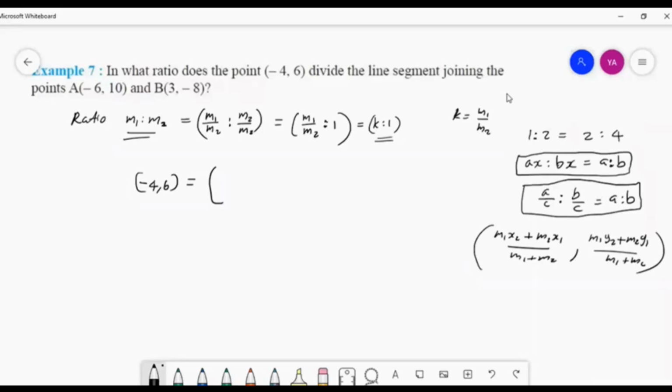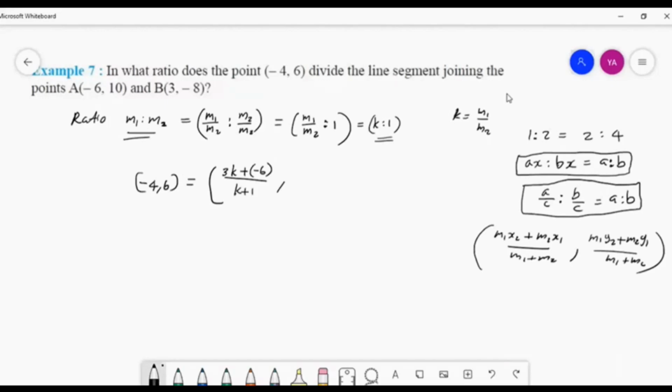So here m1 and m2 are k and 1. We choose the ratio as k is to 1. So how will it come? k x2. x2 is 3, right? So 3k, then plus 1 into minus 6, that is minus 6, by m1 plus m2, that is k plus 1. k plus 1, okay.